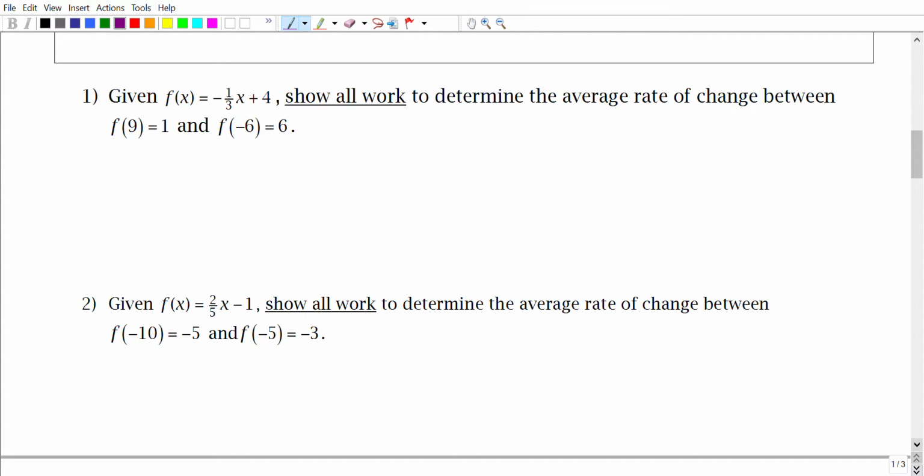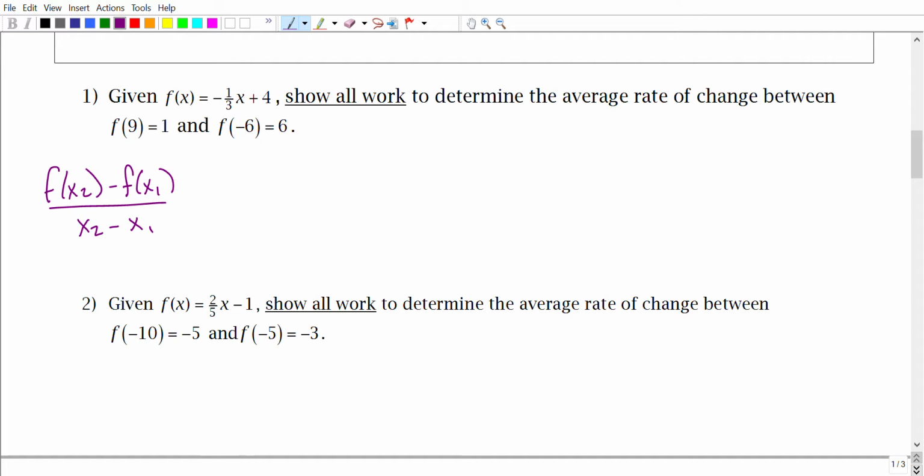So it says, given f of x equals negative 1/3 x plus 4, show all the work to determine the average rate of change between f of 9 equals 1 and f of negative 6 equals 6. So again, if you remember your equation, let's go ahead and write it down. It's f of x2 minus f of x1 over x2 minus x1.